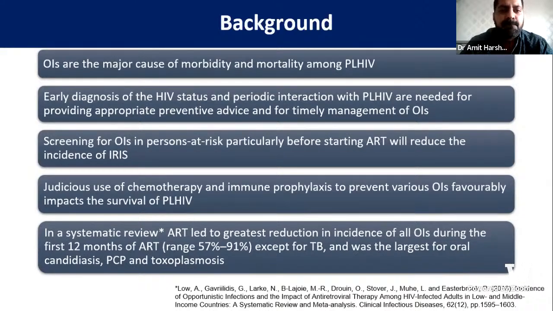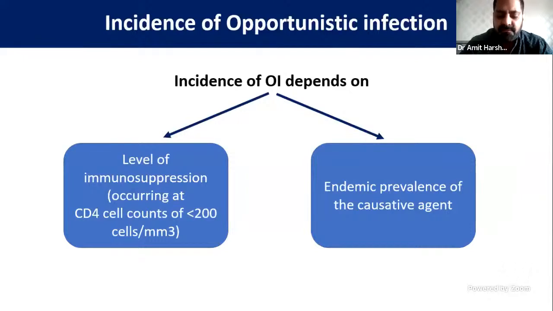Next slide, please. The incidence of opportunistic infection majorly depends on the immune status of the patient, when we talk about the CD4 cell counts, and the endemic prevalence of the causative agent. We'll also see this in subsequent sessions. It also depends on the virulence factor and some of the specific agent-related factors, meaning geography-related status, etc., which are related to the incidence of opportunistic infections.